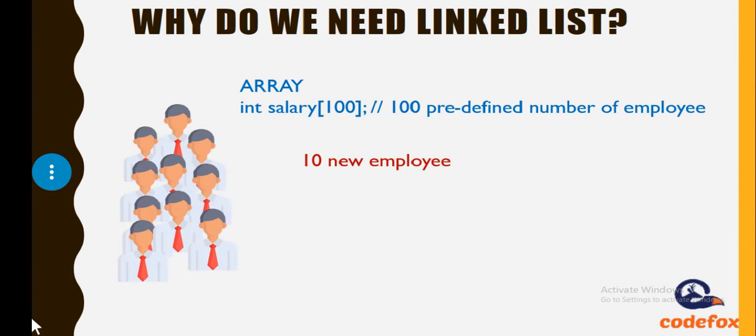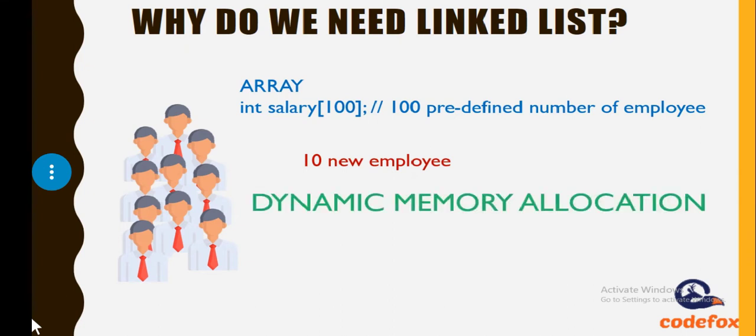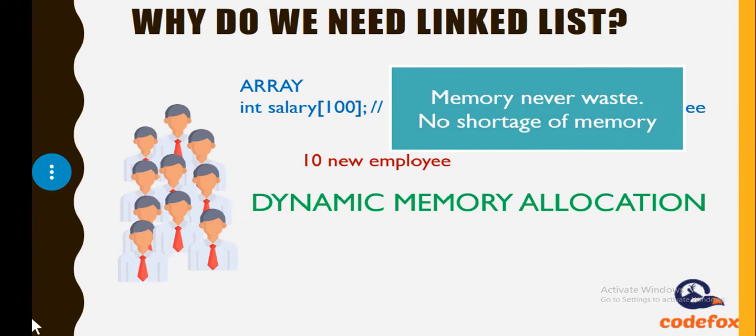But in case of linked list, we have runtime memory allocation. That is, we can increase and decrease the size anytime we need. This concept is called dynamic memory allocation. And because of this concept, we never have wastage of memory and we never have shortage of memory.